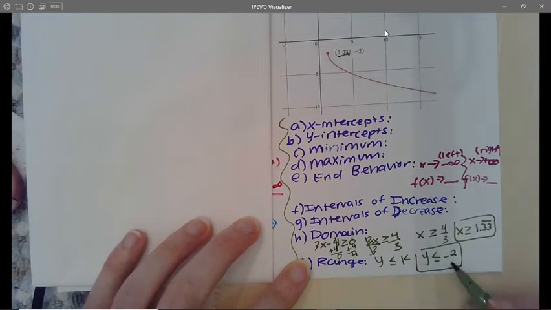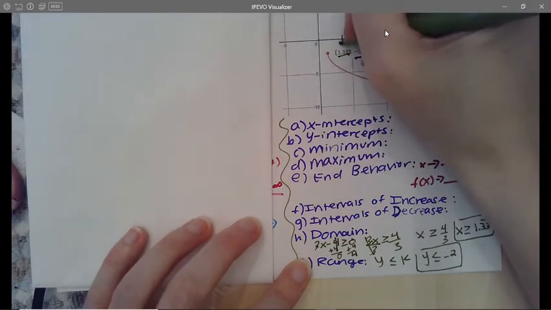Okay, so that is how you get the y value of your start point. Okay, so this point came from the domain.